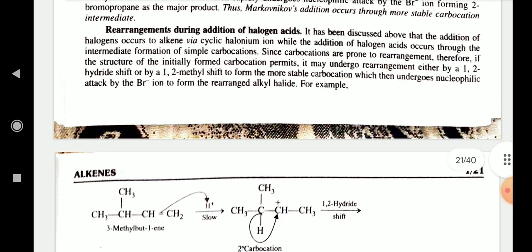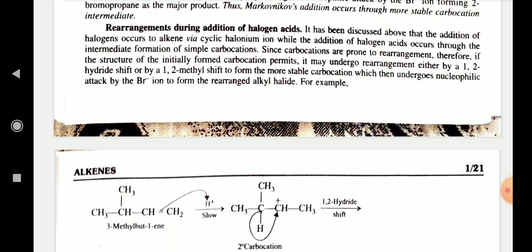Rearrangement. Next topic is rearrangement during addition of halogen acid. It has been observed that the addition of halogen occurs to alkene via cyclic halonium ion, while the addition of halogen acids occurs through the intermediate formation of simple carbocations. Since carbocations are prone to rearrangement, if the structure of the initially formed carbocation permits, it may undergo rearrangement either by 1,2-hydride shift or by a 1,2-methyl shift to form the more stable carbocation, which undergoes nucleophilic attack by the bromide ion to form the rearranged alkyl halide.